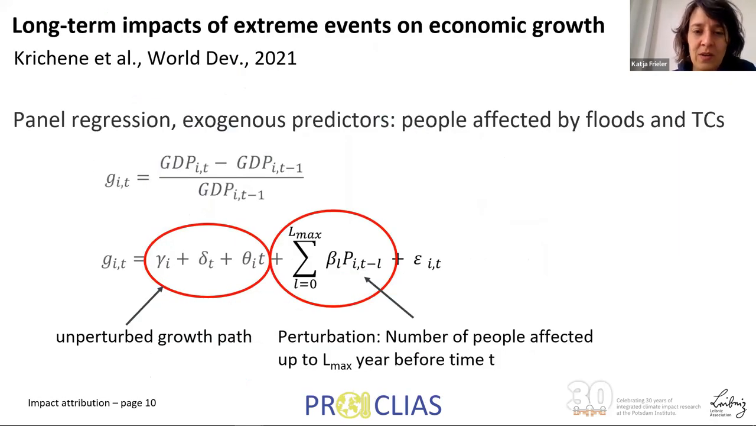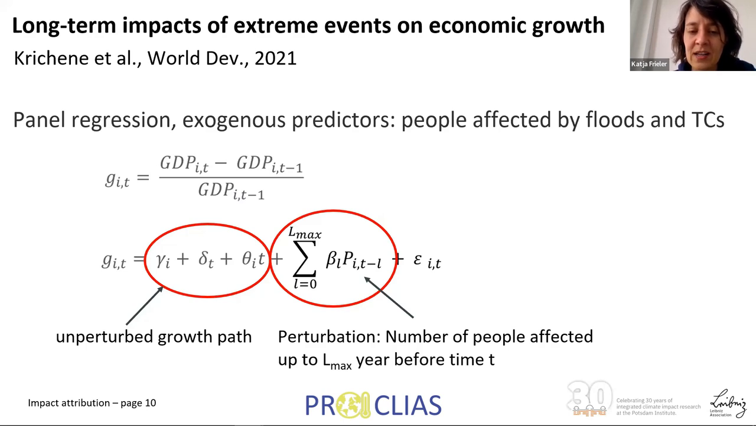Another approach was trying to identify the individual effects of extreme events on national GDP. Again we considered the year-to-year relative change in GDP, where i is the country and t is the year, and tried to describe it in terms of certain fixed effects. But then as an extreme event indicator, we used the number of people affected by the extreme events. We considered river flooding and tropical cyclones as extreme events, and P is the number of people affected by these extremes. The question is whether the signal of such an event is visible for a longer time in the GDP time series.